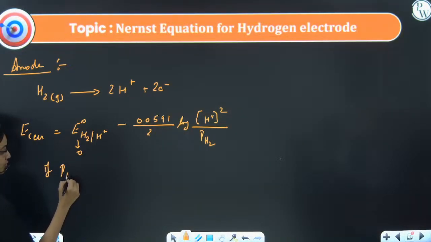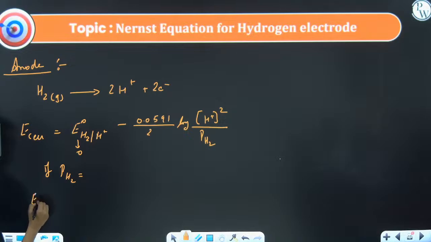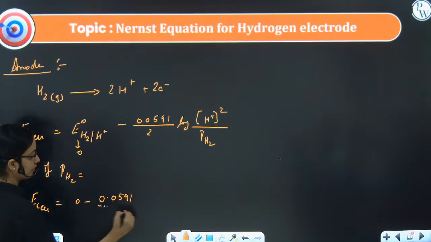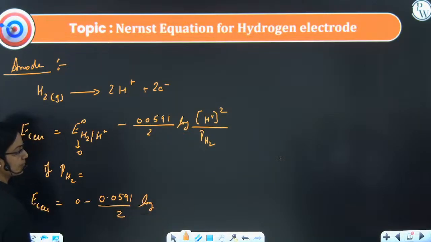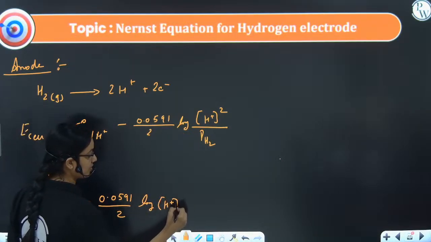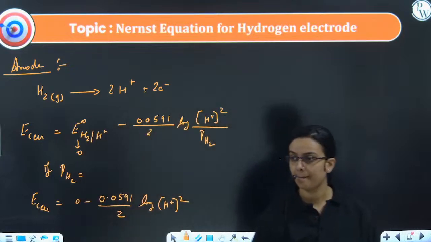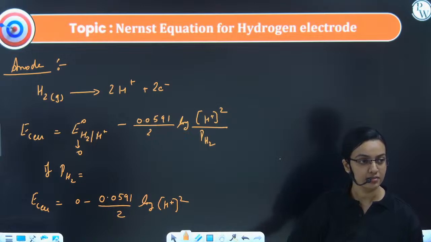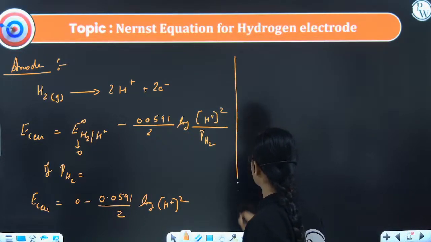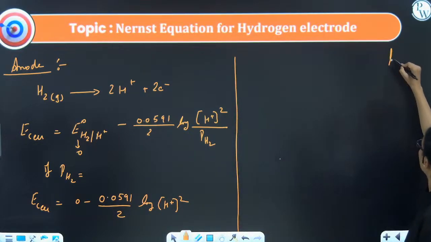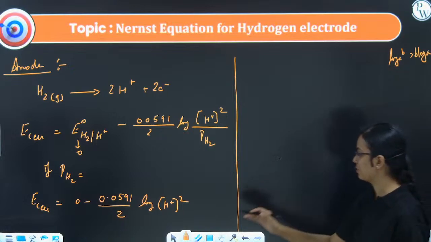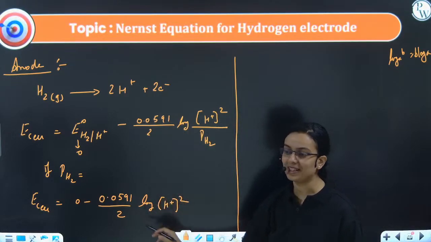If we take pressure of hydrogen as 1, your E cell value will be 0 minus 0.0591 upon 2 log of only H plus का square upon 1. I took pressure as 1, this value as 1. Correct है expression? Do you know the log property? Log A to the power B is B log A. पता है ये? नहीं पता है तो पता करो. ठीक है? We can apply this property here.